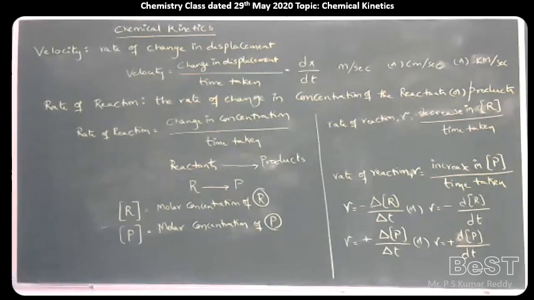So one more thing you have to remember: the minus sign and plus sign only represent the decrease in concentration of reactants and increase in concentration of products respectively, but they do not represent any mathematical value.